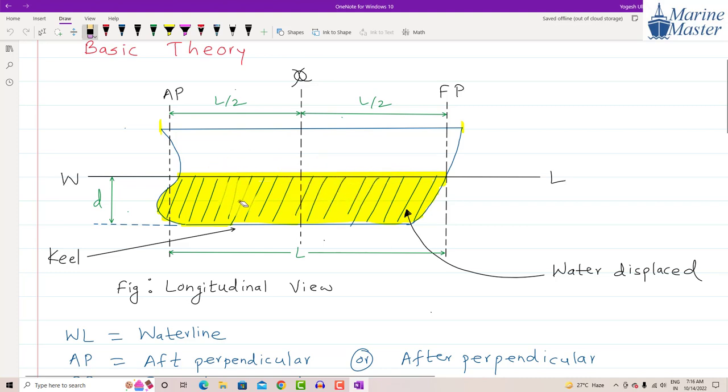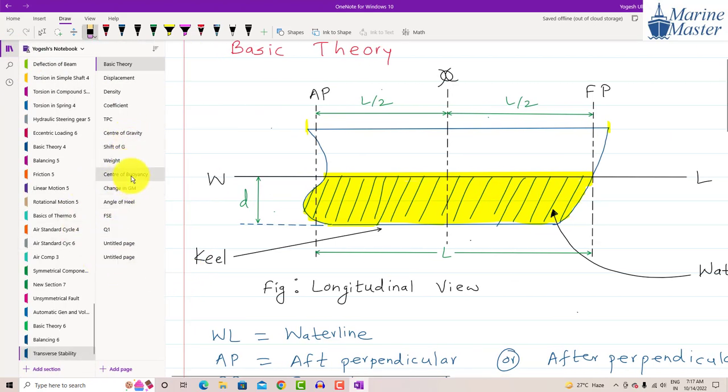Before the ship, in this place water was there. Now the place of that water is taken by the ship. So from this hatched portion, highlighted in yellow, water is displaced. The centroid of this volume of water displaced is our center of buoyancy. So now we will come back to our discussion of center of buoyancy, guys.